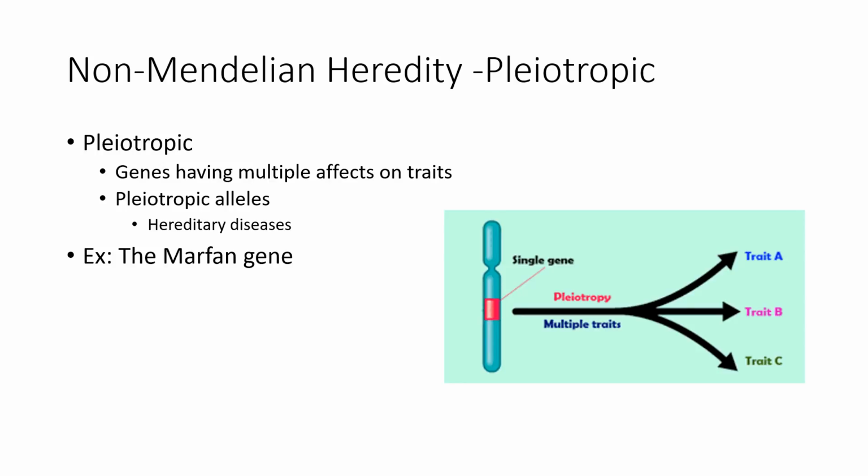Pleiotropy is the ability of a single gene to have multiple effects. Pleiotropic alleles are responsible for the multiple symptoms associated with certain hereditary diseases such as cystic fibrosis and sickle cell anemia. An example of this would be the Marfan gene, that can have diverse effects such as long fingers and toes and dislocation of the lens of the eye.